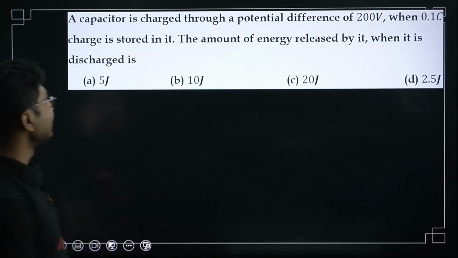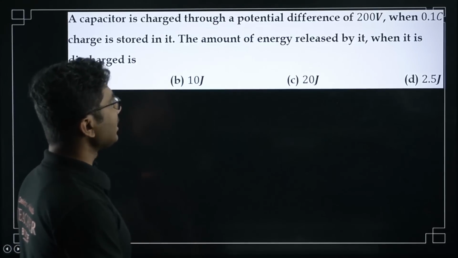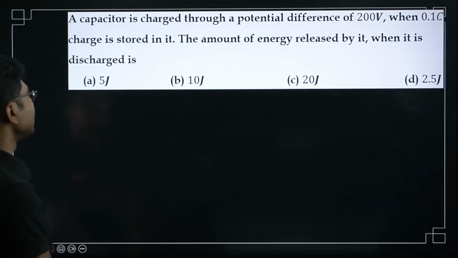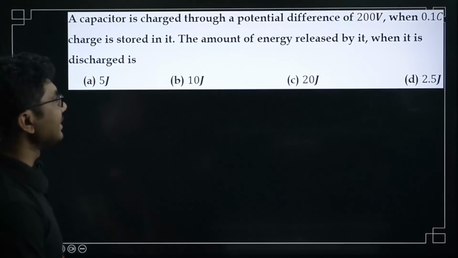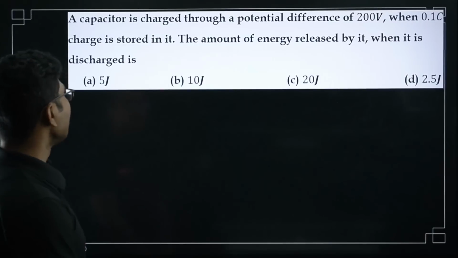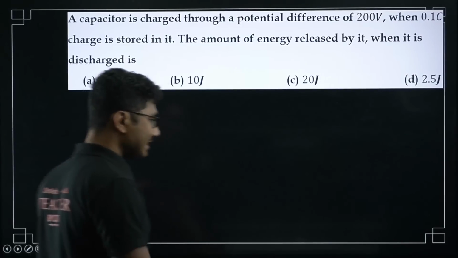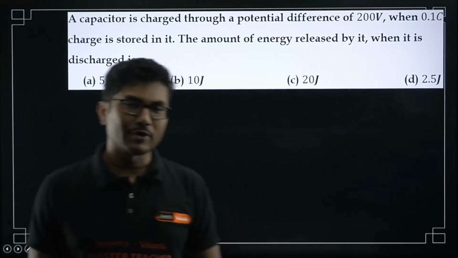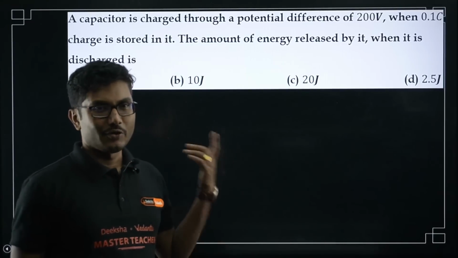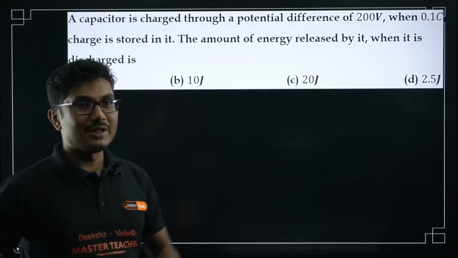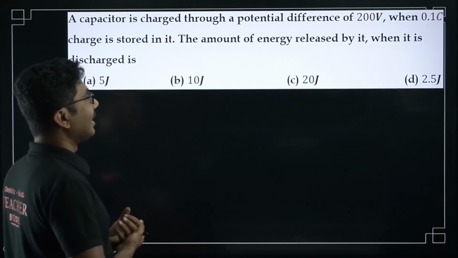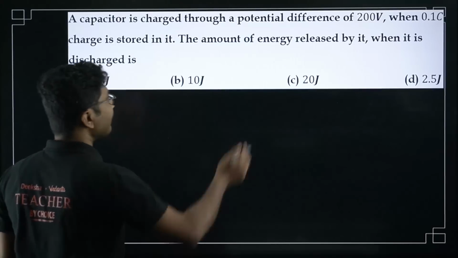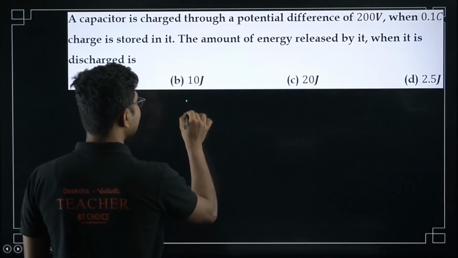A capacitor is charged through a potential difference of 200 volt. When 0.1 coulomb charge is stored in it, the amount of energy released by it when it is fully discharged. So obviously if it is discharging, whatever energy is stored when it is charging, the same amount of energy it will release when it is discharged. So this is also kind of a misleading question. You have to identify the underneath question. So charge is given, voltage is given, so what is the energy?